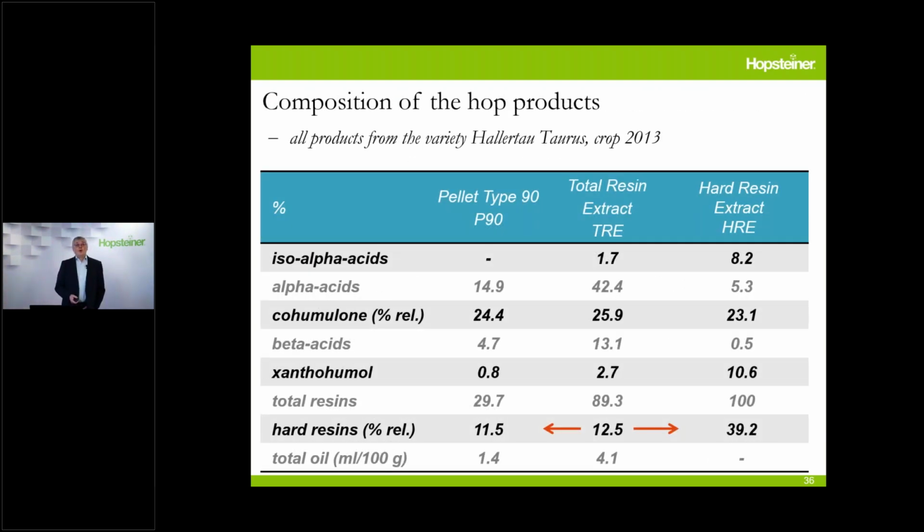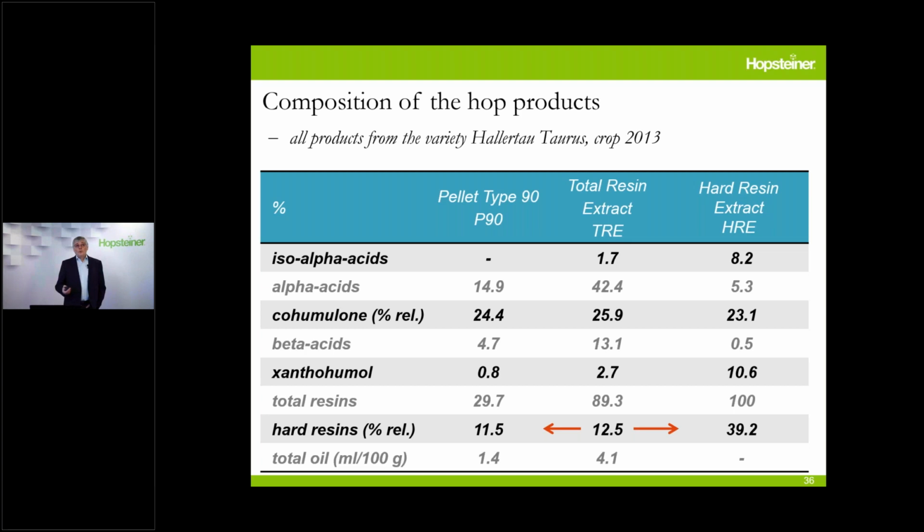So three types of hop products were used for the studies, all from the variety Taurus, crop 2013. And here are the compositions of the compounds. One compound was a regular pellet type 90. Then the total resin extract, the ethanol extract, was used in the trial, and this hard resin extract that I explained just before. The iso-alpha acids concentration of pellets is 0. In total resin extract, you have low amounts of iso-alpha acids, and they are enriched in the hard resin extract.